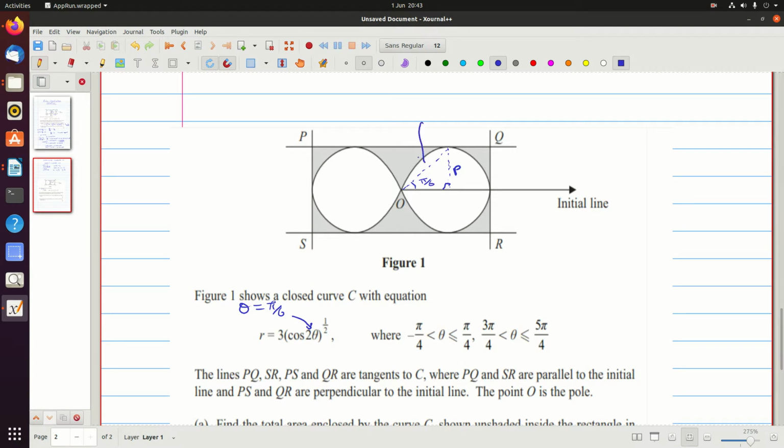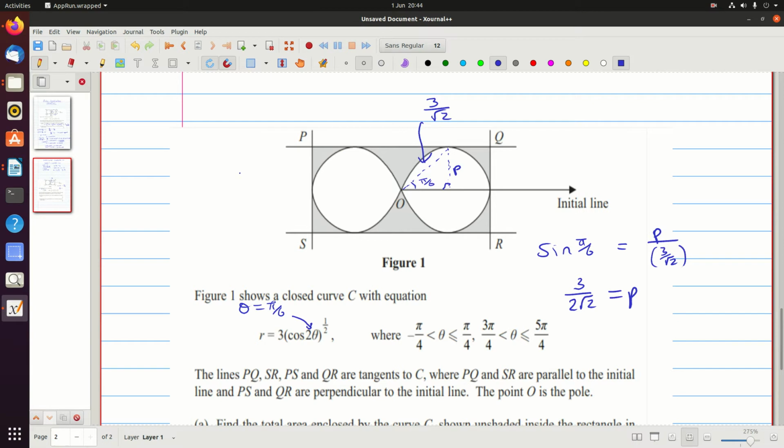So in other words, that side is 3 over root 2. Yeah, I believe. You can check that on a calculator. And so what have we got here? Well, we've got sine of pi over 6 equals opposite divided by 3 over root 2. Sine of pi over 6 is a half. Times it by 3 over root 2, you're going to get 3 over 2 root 2 is p.